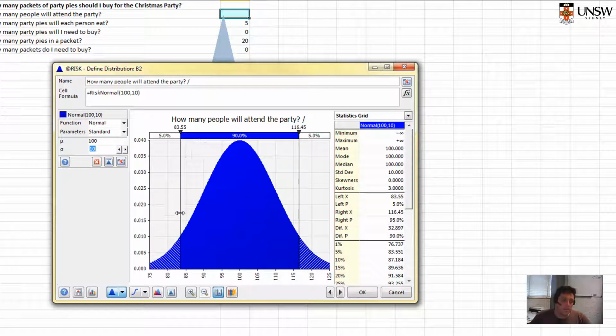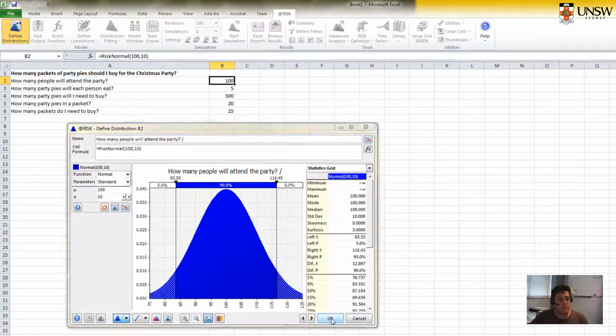These two lines here are the 5th percentile and the 95th percentile. So this is telling me that as far as I understand, I would expect there's only a 5% chance that less than 83 people will attend the Christmas party. So this part of the probability density down here. And there's only a 5% chance that more than 116 people will attend the party. Of course, I could define that any way I wanted to. So let's go with that.